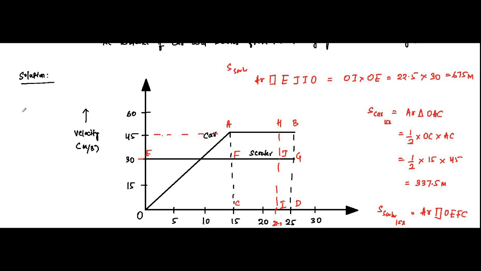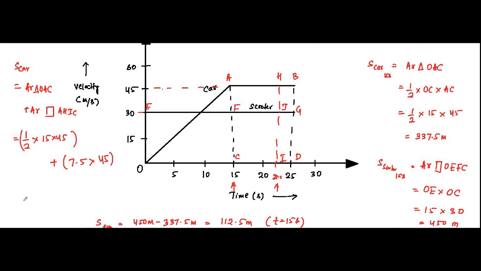Or we can calculate the distance covered by the car from starting point to catching point, which is the area of triangle OAC plus area of rectangle AHIC. That is 1/2 into base into height, 15 into 45 for the area of triangle OAC, OC into CA, OC is 15, CA is equal to 45, plus area of rectangle AHIC, which is 7.5 into 45, two adjacent sides, CI into IH. CI is equal to 22.5 minus 15, that is 7.5, and HI is equal to 45.